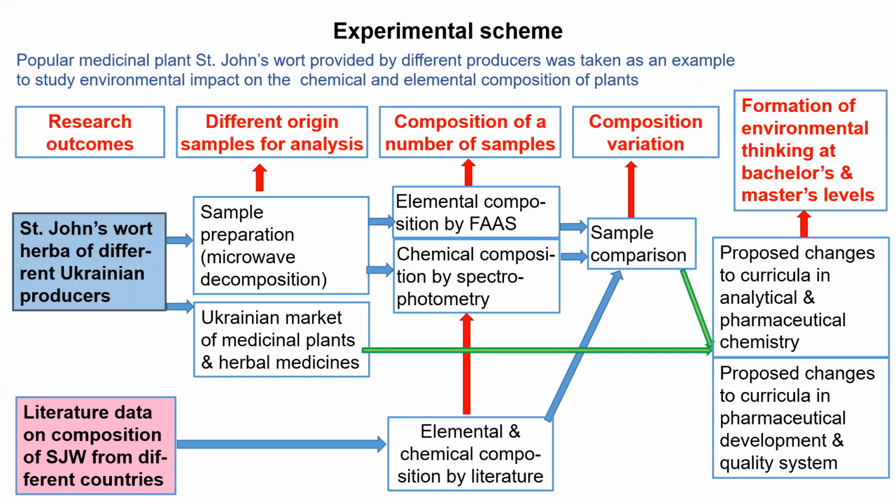Use this slide to demonstrate our experimental scheme. Popular medicinal plant St. John's wort provided by different producers was taken as an example to study environmental impact on the chemical and elemental composition of plants. You see several lines in this scheme. Literature data on composition of St. John's wort from different countries was studied, and the elemental and chemical composition by literature was established.